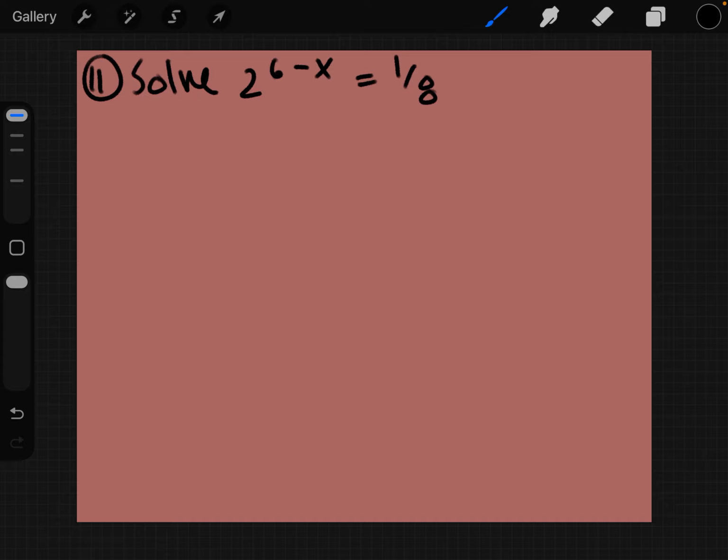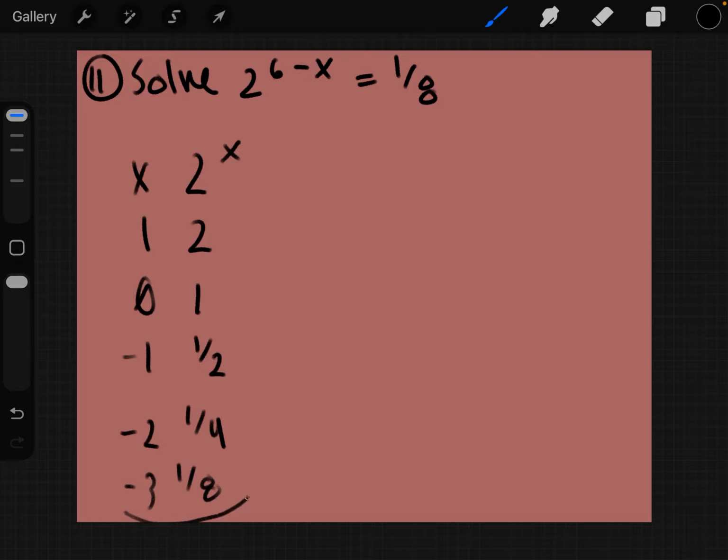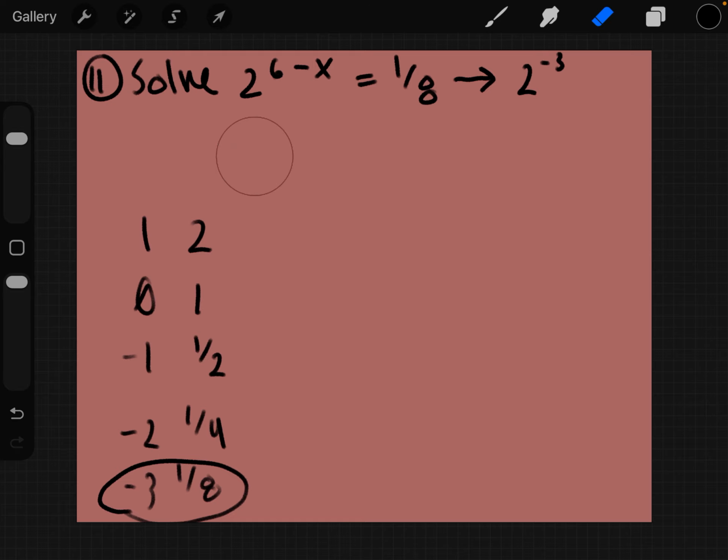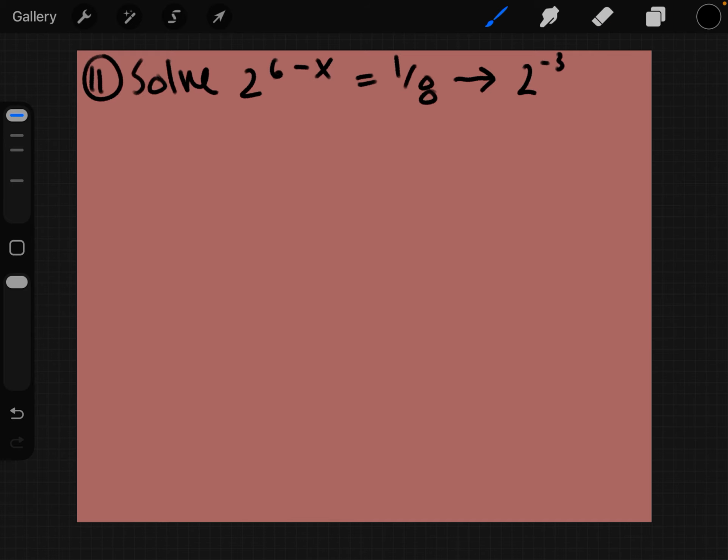Okay, so we know anything to the first power is itself, anything to 0 is 1, and anything to the negative is 1 over that number. And it just keeps going. So if we keep going, aha! This is technically also to the negative third. And we want to have the same base, so ta-da. Now we can set our exponents equal to each other.